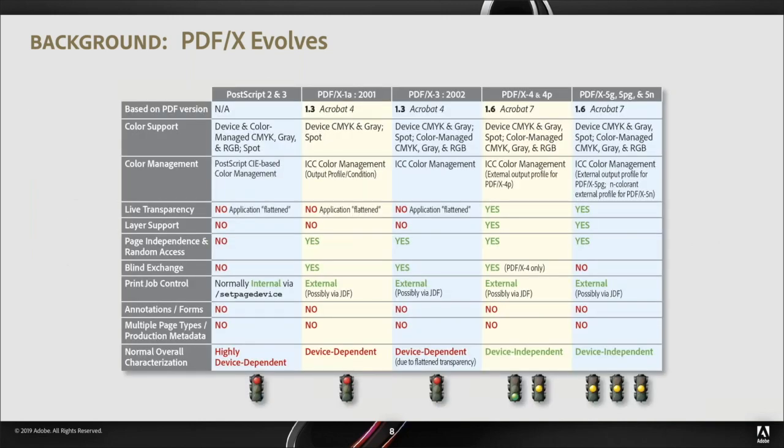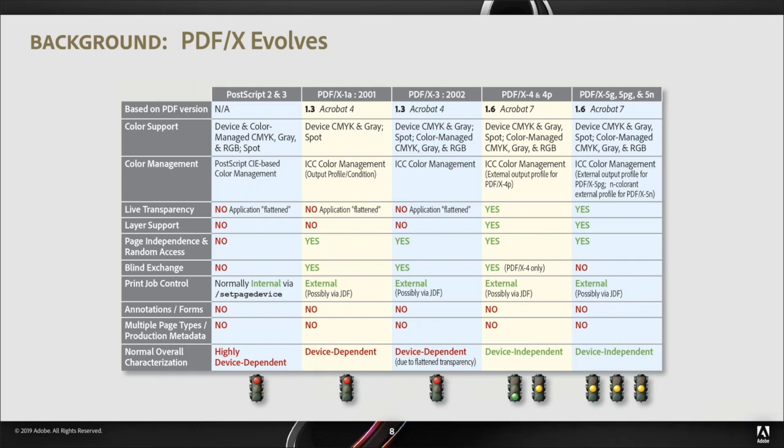So if you were to take a look at the different versions of PDF/X and also compare them back to PostScript from years gone by, this is the scenario of what we had. We started with PostScript that was pretty much device CMYK and RGB. It had some color management, but it wasn't ICC color management. No transparency, no layer support, no page independence, no blind exchange. You basically had device-dependent job control via something called setpagedevice, etc.